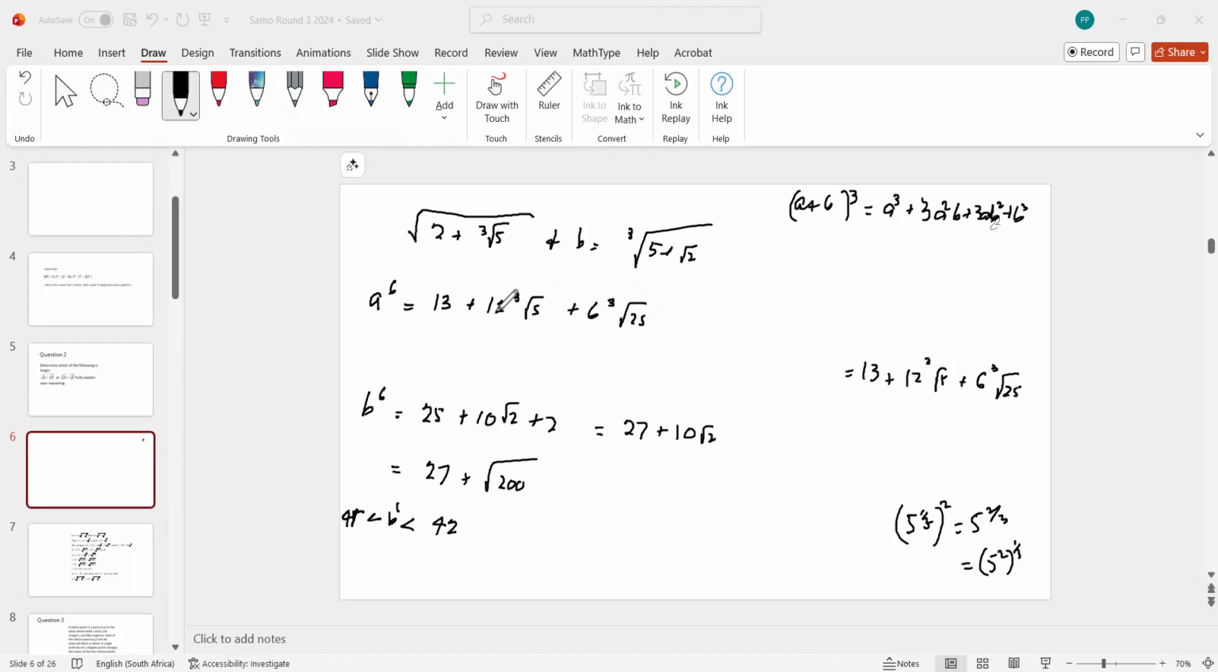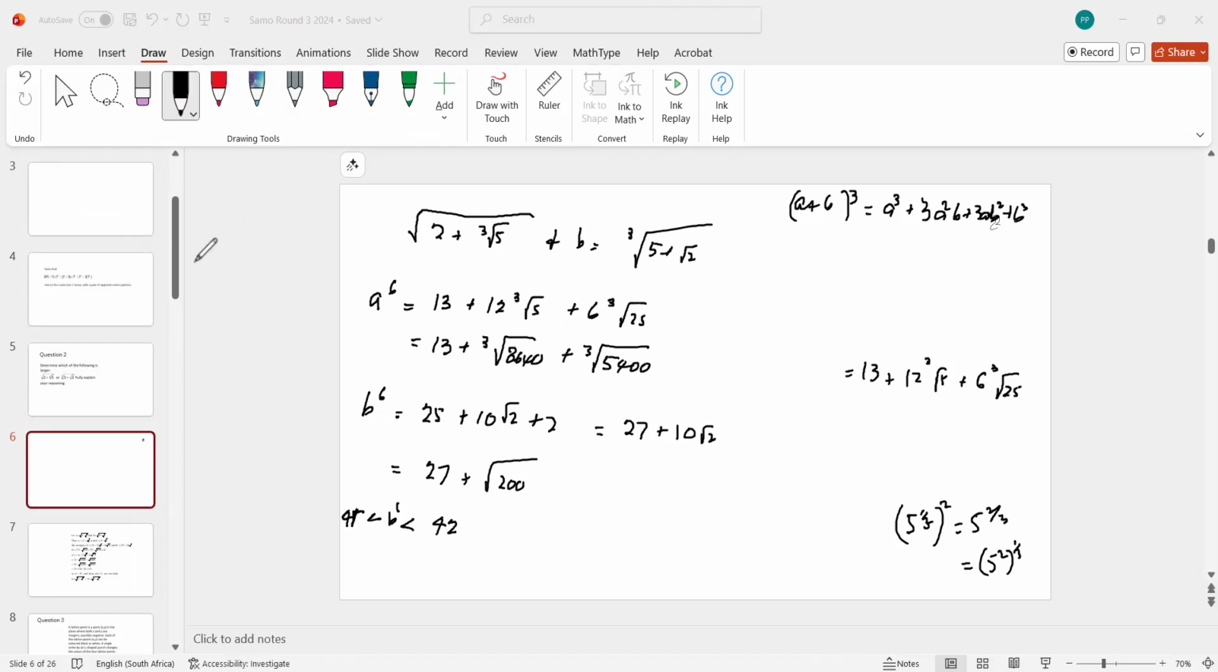Okay, let me try to see whether I can put the 12 inside. This is the cube root of 12 cubed. 12 cubed is 1,728. So if you do this, you get 8640. 12 cubed times 5, you can calculate it. And here, 6 cubed is 216, so this is 5,400.